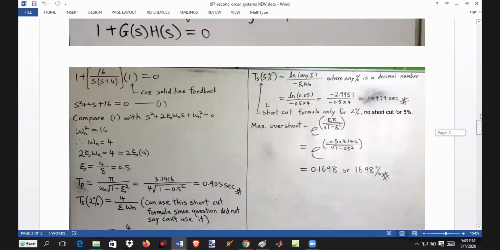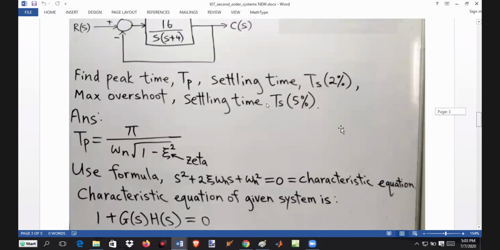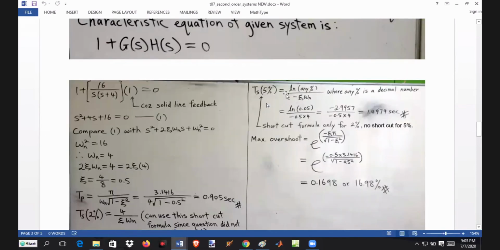Then the question also asks you to find the settling time for 5%. You know that for 5% you can't use a shortcut. You cannot use the shortcut, you will do like this. The error formula is like this. Log, this is a natural log. Use natural log, because of the e to a power of something, right? So put 5% here. Any percentage, you have to put in decimal. Don't go and put 5 there, 5 is wrong. You never calculate any percentage using 5 or 2. Use 0.05 or 0.02, that is the percentage in decimal point.